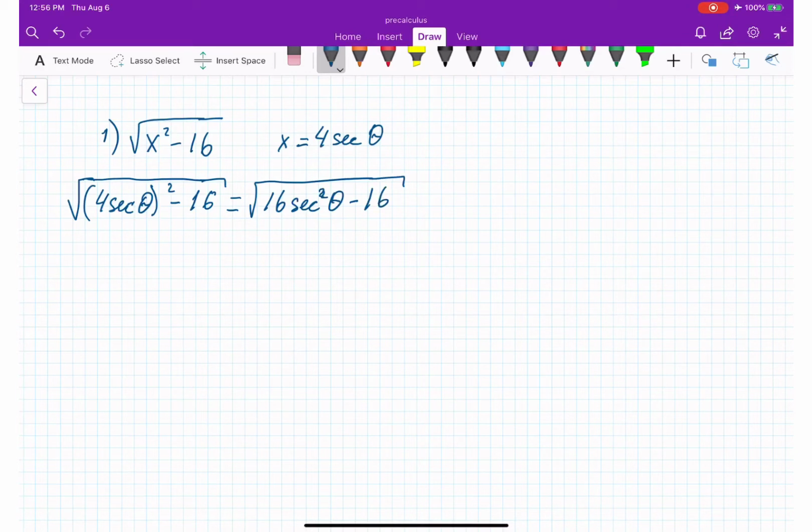If somebody is having a hard time with radicals or square roots, I have a video recorded about radicals, and it's in my intermediate math playlist. So from here, what do we have? We are going to take the common factor 16 out, and we get secant square theta minus 1.